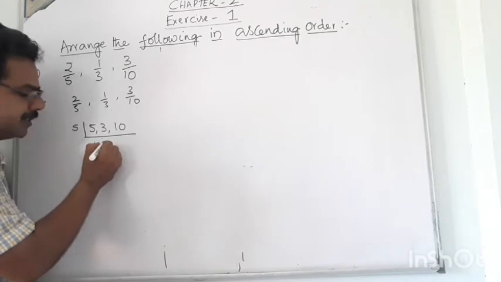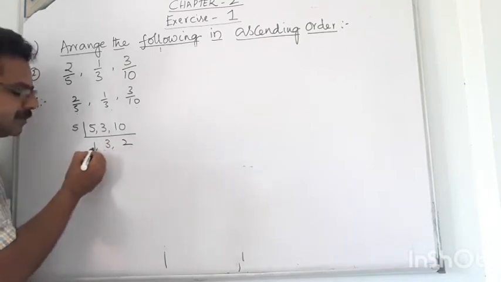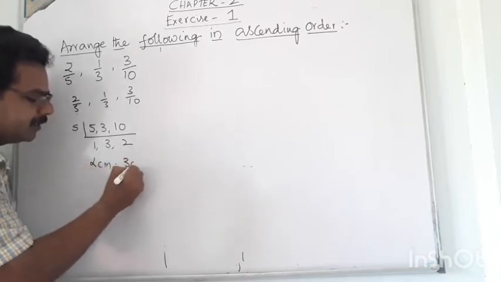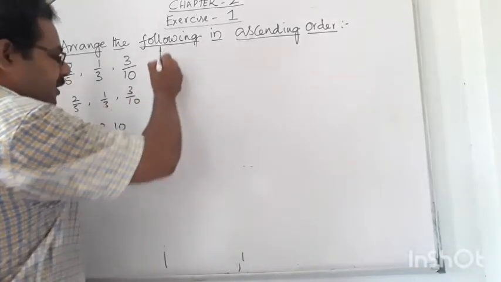5 ones are 5, 3 will not be divided, 5 twos are 10. So 2, 3 ones are 6, 6 ones are 6, 6 fives are 30. So we can write LCM is equal to 30. That means all the denominators should have 30 as the denominator.